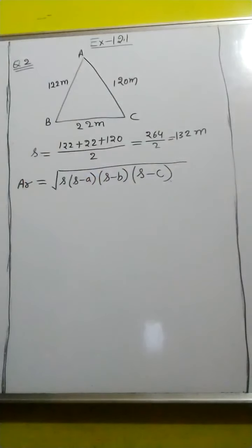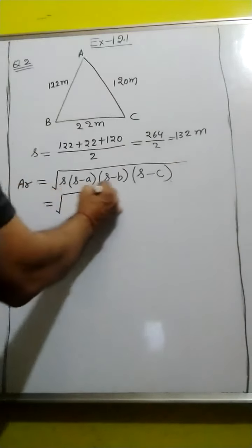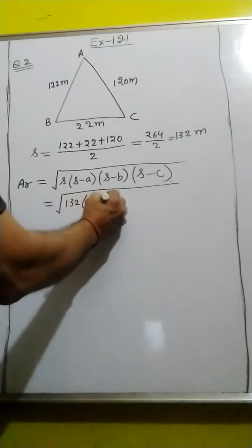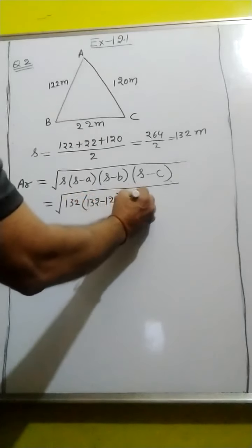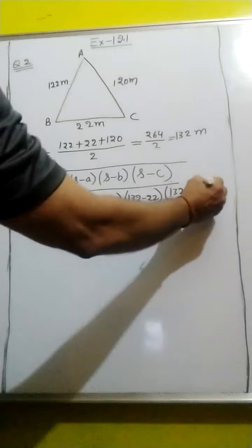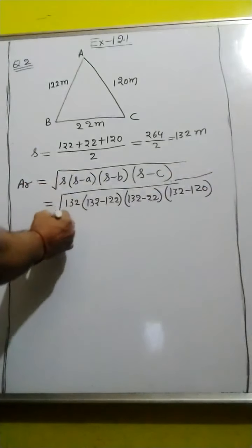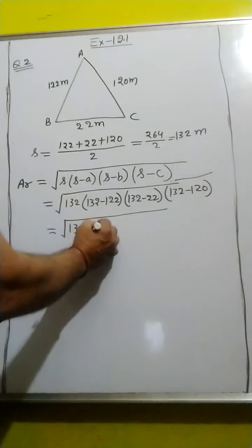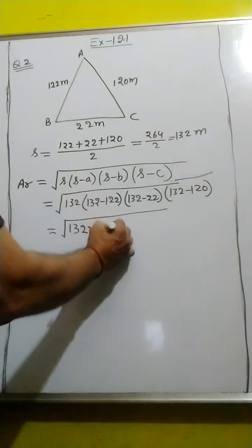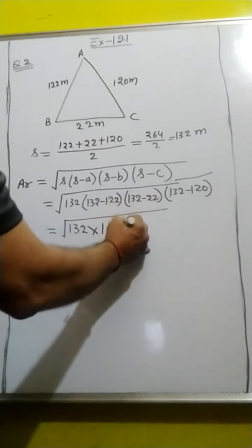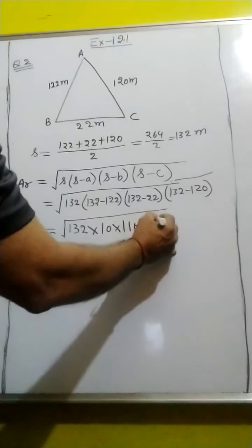Now putting the values of s, a, b and c, we have under root 132 into 132 minus 122, 132 minus 22, 132 minus 120, and this will give the value under root 132 into 10 into 110 into 12.